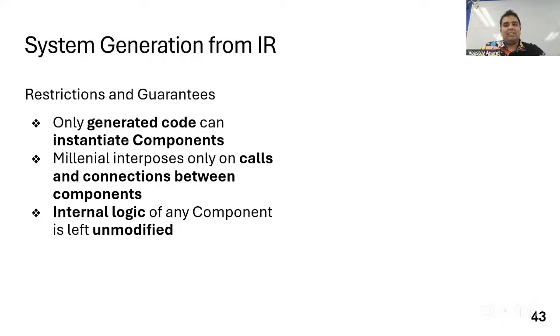So for the IR-based generation to work correctly, we impose an additional restriction on the workflow specification. No code in the workflow specification is allowed to instantiate a new component. Only Blueprint-generated code can correctly apply and configure these workflow-defined services with the configured features. And to apply features and connect instances to one another, Blueprint interposes only on the calls and connections between the components. This means that Blueprint provides the guarantee that any internal logic of the component is left unmodified and is executed as is in the generated system.